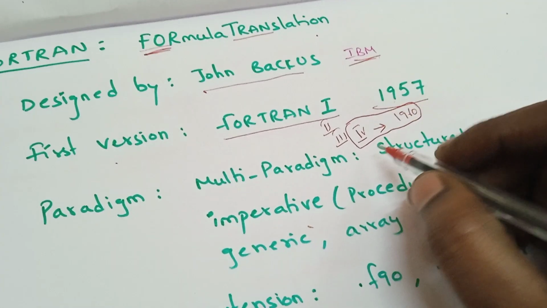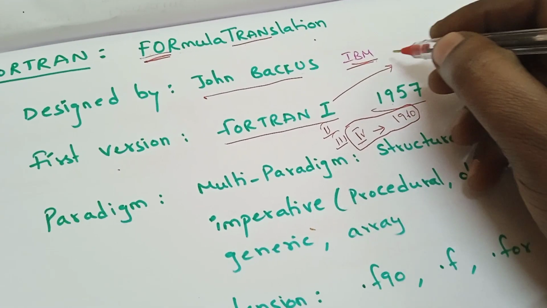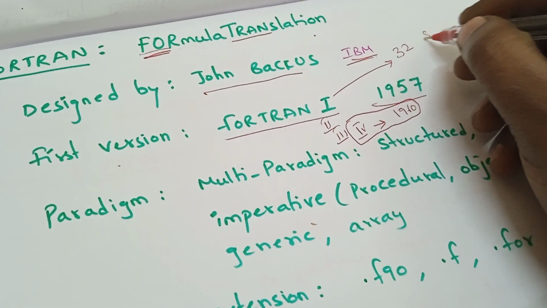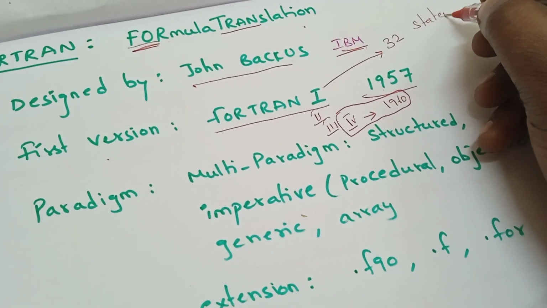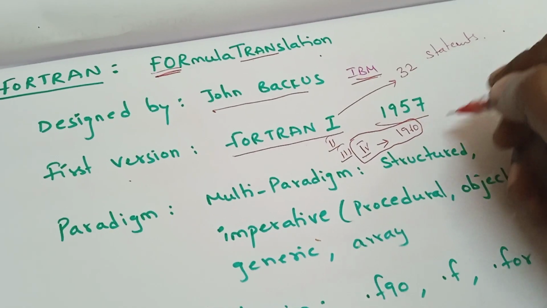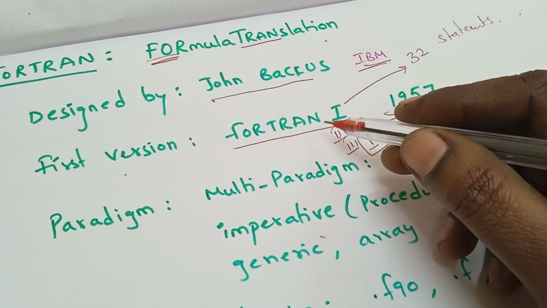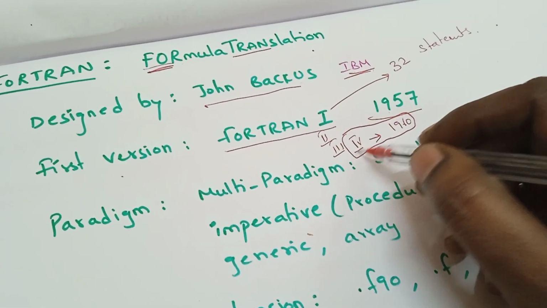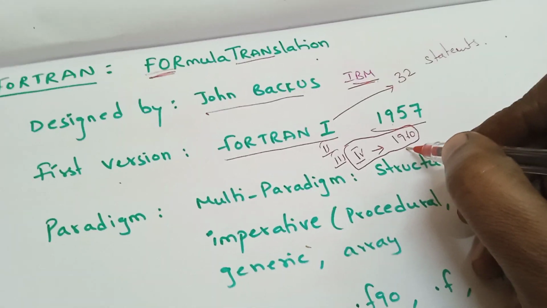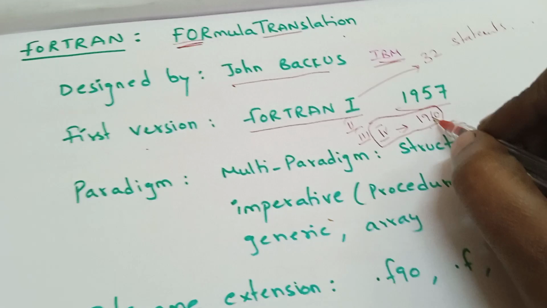The reason I'm mentioning this is that the FORTRAN 1 version had only 32 statements. Only 32 statements. So with significant advancement in each version, FORTRAN 4 is the basic standard version, which was released in 1960.